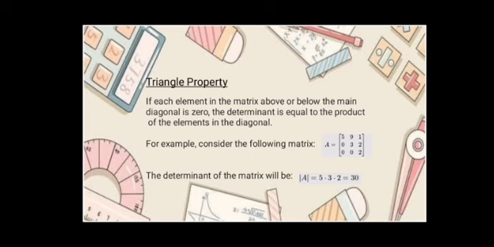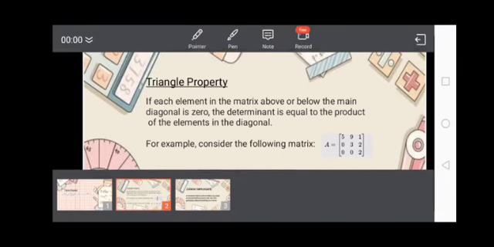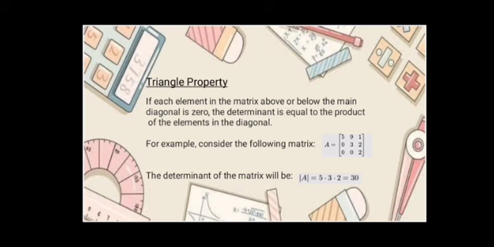For example, of this matrix, we just need to multiply the diagonal, like 5, 3, and 2. So the product of this diagonal is 30. 5 times 3 times 2 is equal to 30.